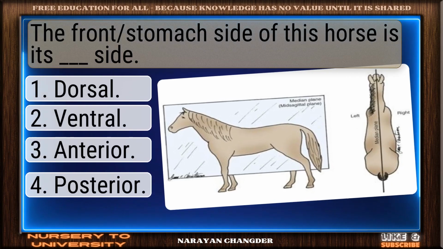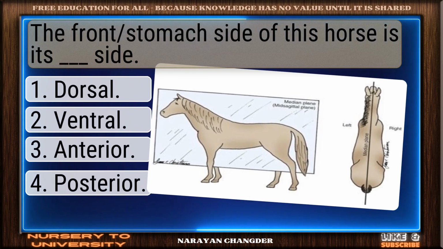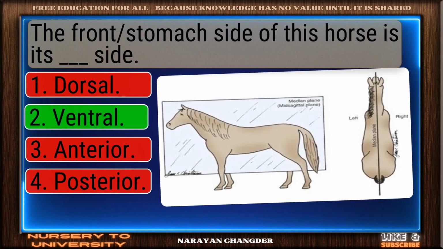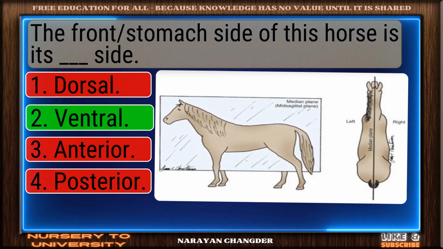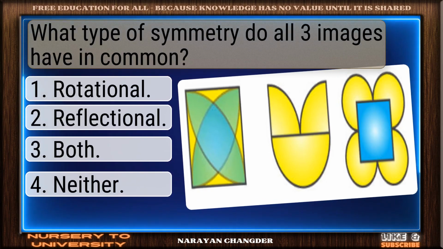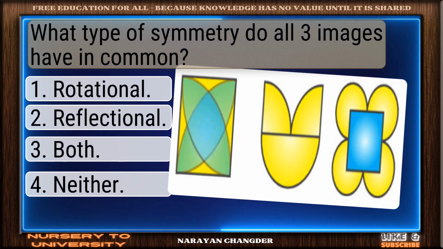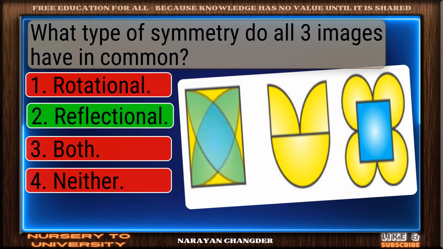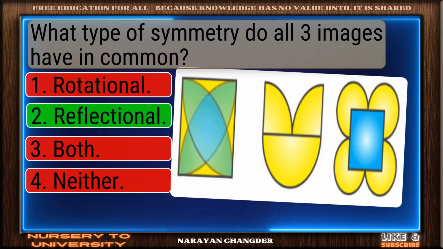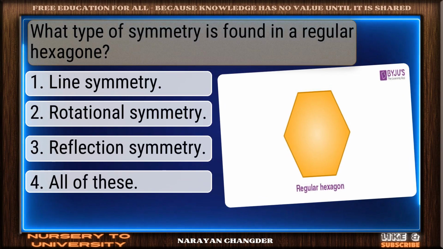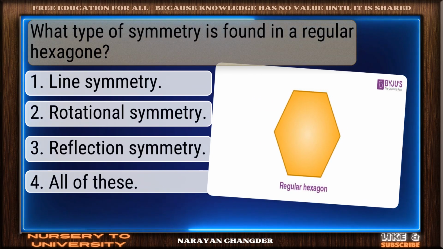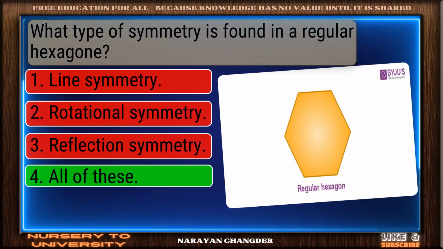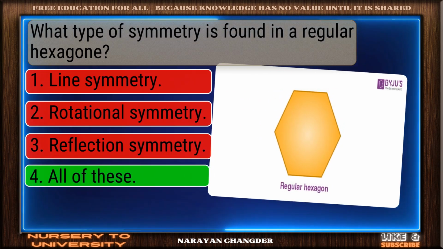The front stomach side of this horse is its dash side. Great job. Ventral is the accurate answer. What type of symmetry do all 3 images have in common? On track. Reflectional is the correct answer. What type of symmetry is found in a regular hexagon? Well picked. All of these is the correct answer.